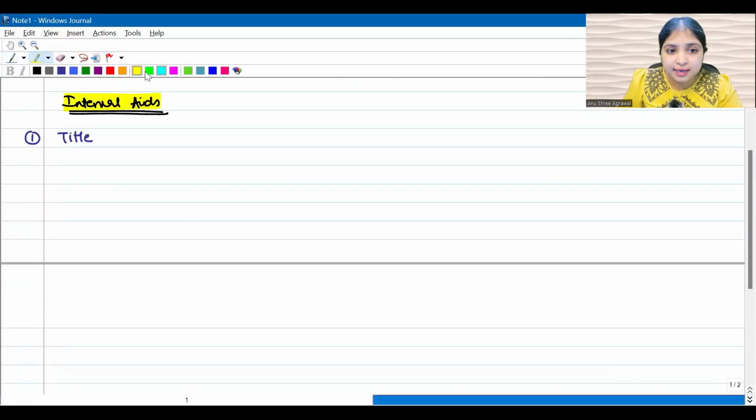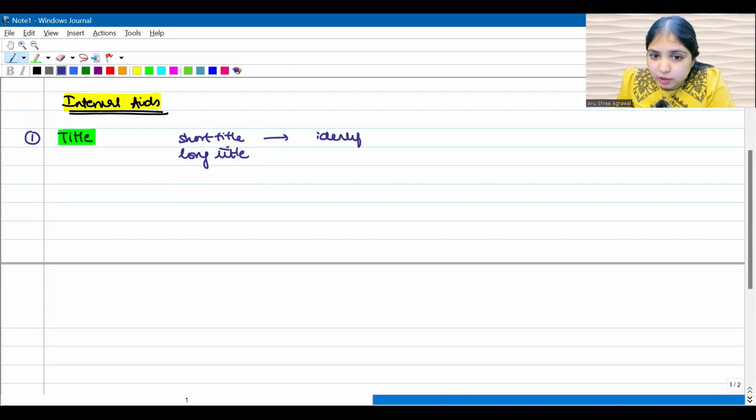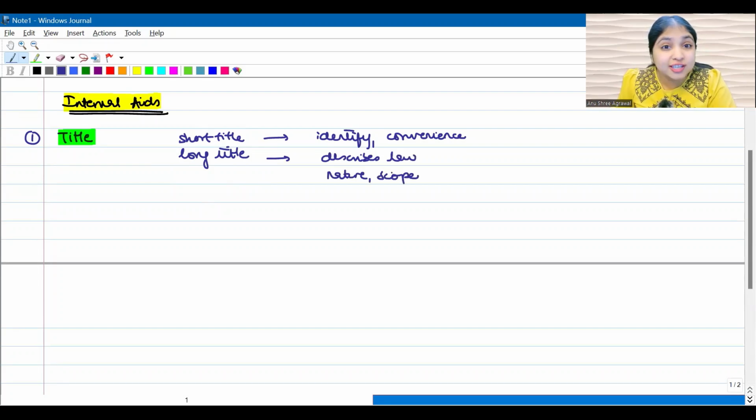The first internal aid is the title of the act. Generally, laws have a long title and they have a short title. Why do we have a short title? Short title is only to identify the law. Short title is only for the purpose of convenience, only to make it easy for us to identify the law. We have to give it some name. But the long title actually describes the law. The long title tells us what is the nature of the law, what is the scope of the law. It actually describes the law.